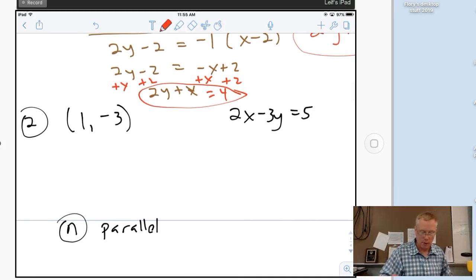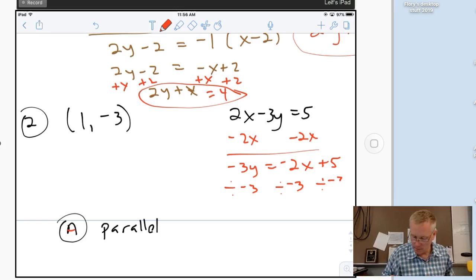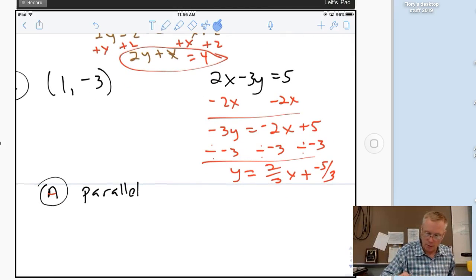Next, same kind of problem. And this is the equation. They want to know parallel, perpendicular. In fact, I got a couple of these going. So if I manipulate this equation, if I subtract 2x from both sides, I get negative 3y equals negative 2x plus 5, or 5 plus 2x, divide by negative 3. I get y equals 2/3 x plus negative 5/3. The y-intercept doesn't matter. What does matter is that slope, which is 2/3. So my slope is 2/3.